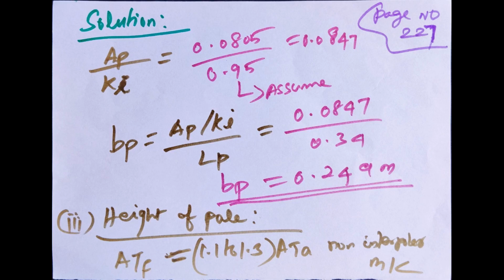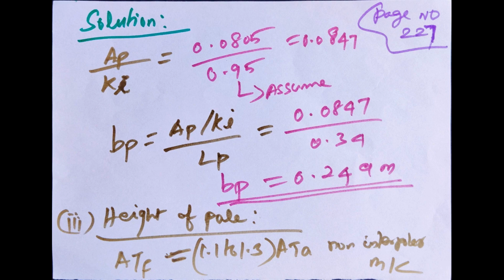Solution. Ap divided by Ka is equal to 0.0805 divided by 0.95. The Ka value, as given in theory classes, is an assumed value. We obtain Ap divided by Ka is equal to 0.0847. Bp is equal to (Ap divided by Ka) divided by Lp, that is 0.0847 divided by 0.34. Bp value is equal to 0.249 meter.